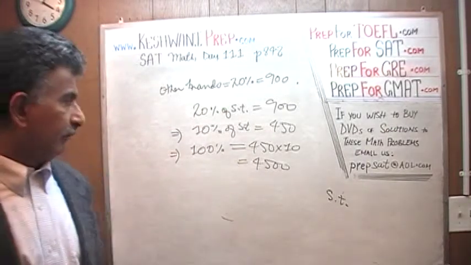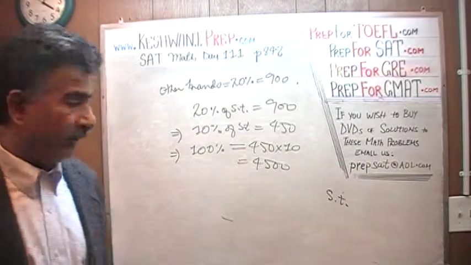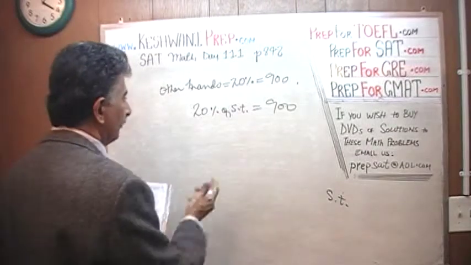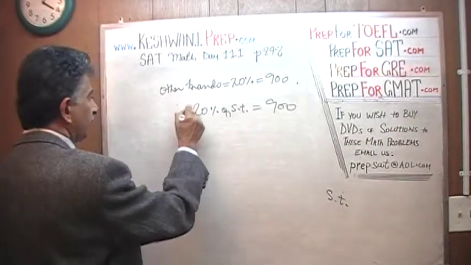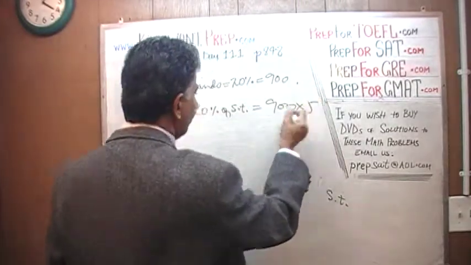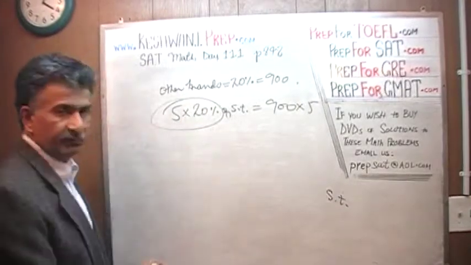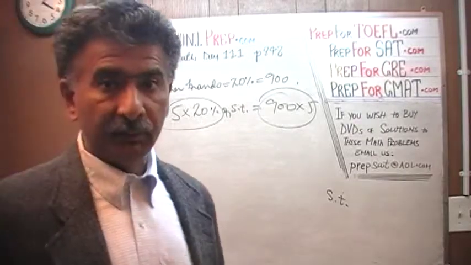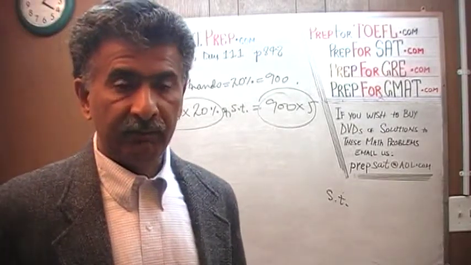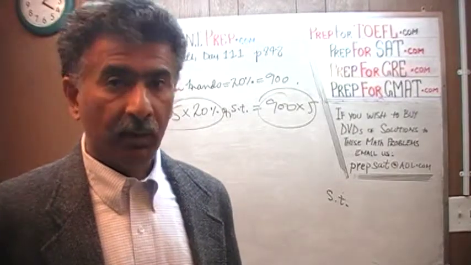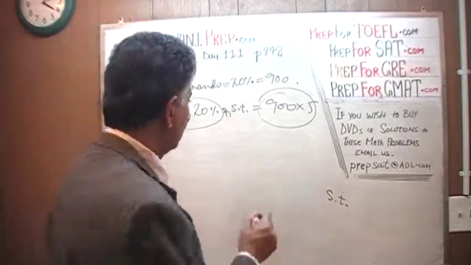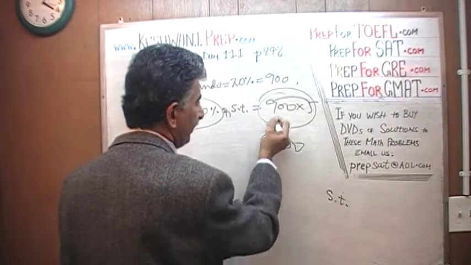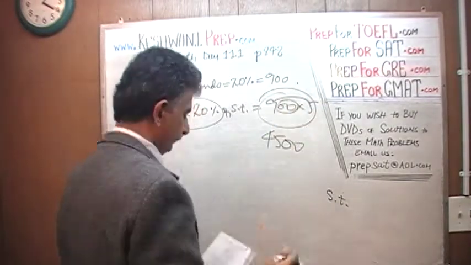The answer is E. Now, if you didn't want to make this much fuss about it, we could have avoided a lot of steps in between by simply realizing that if 20% of something is 900, then 100% of the thing would be 5 times as much. 5 times 20 is 100, so it's 5 times 900. 10 times 900 is 9,000. Therefore, 5 times 900 should be half of 9,000, which is 4,500. Or we can see 9 times 5, 9 5s are 45, and a 00.